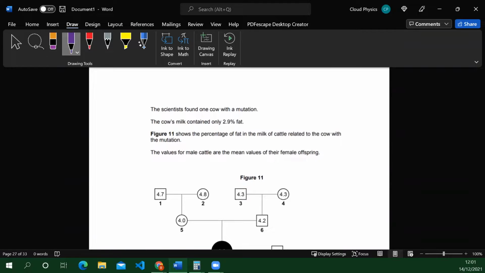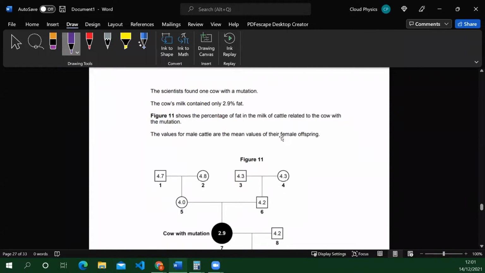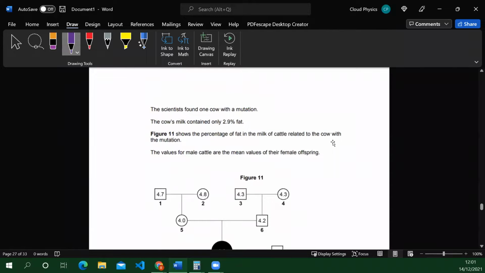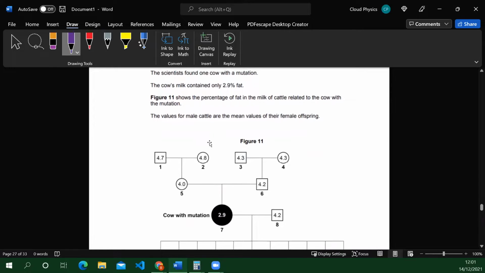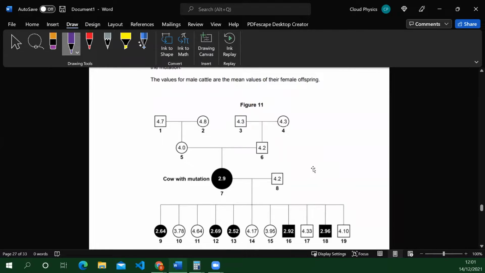Okay, the scientists found one cow with a mutation. I mean, it sounds like it's got like 6 legs or something, but a mutation can mean anything. It can be a subtle change, even a change in its coat color could be a mutation. So it's not always like in a film or something, a 6-leg cow. I'm just thinking about it now. The cow's milk contained only 2.9% fat. Figure 11 shows the percentage of fat in the milk of cattle related to the cow with the mutation. The values for the female cattle are the mean values, and the values for male cattle are the mean values of their female offspring. Okay, because I suppose they wouldn't know the male's milk, because obviously it doesn't produce milk.